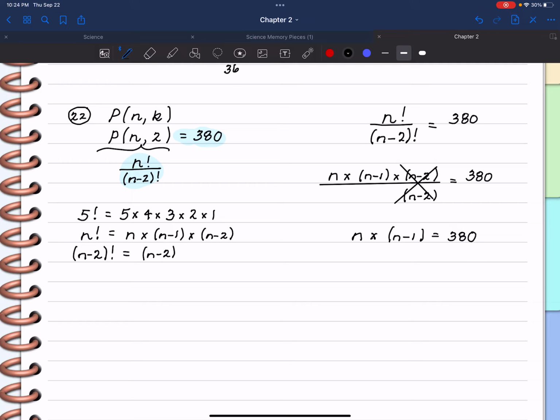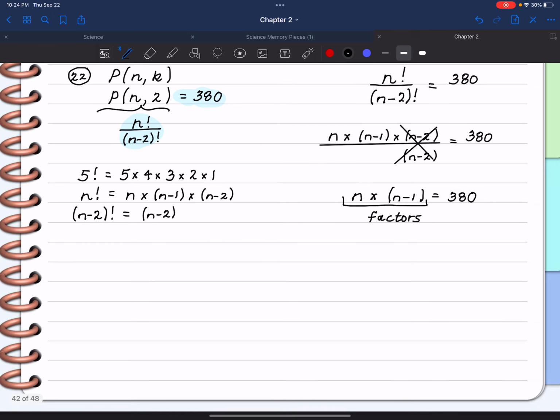Okay. So we need to figure out what the value of n is going to be. Notice that k is no longer a part of this equation because we substituted in that 2. K got sort of absorbed into the equation. So what you would have to realize here is that these are factors of 380 because they're being multiplied to get 380. So I'm going to set up a table just to help us organize this of factors of 380.